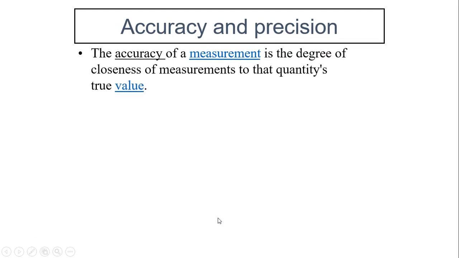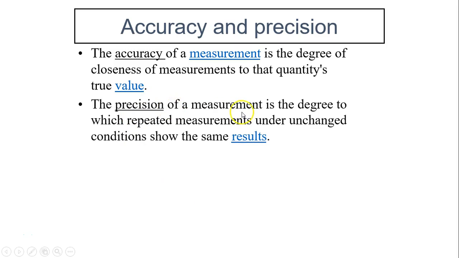Now, accuracy and precision can be interchangeable in everyday conversation. However, in physics, they mean different things. Accuracy is a measurement that is the degree of closeness to the measurements of that quantity's true value. So how close to its real value.